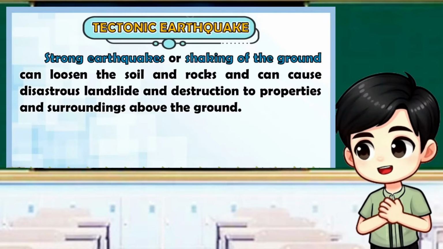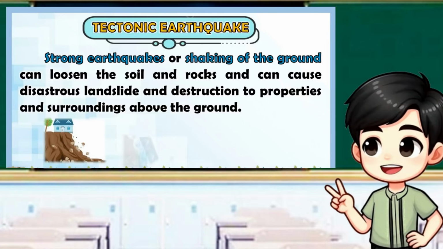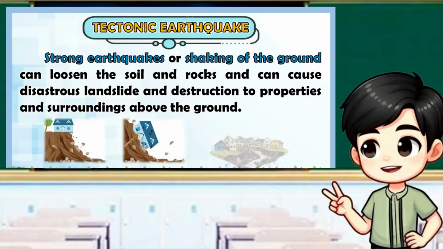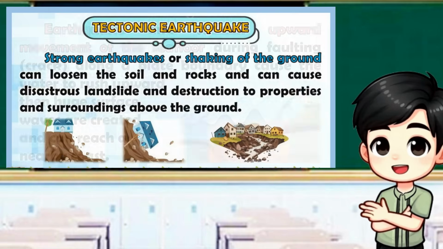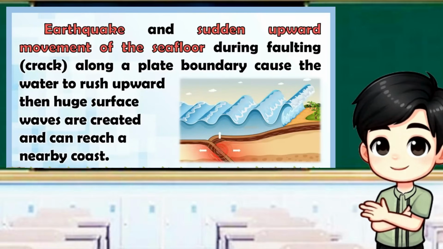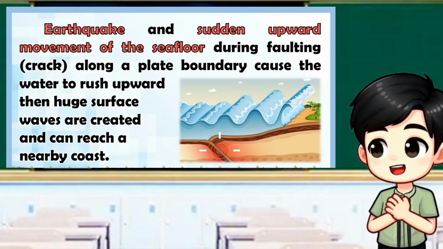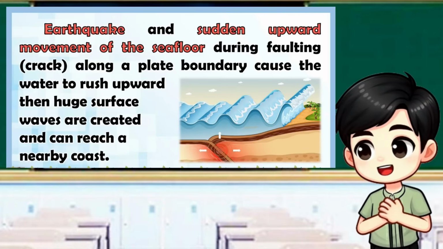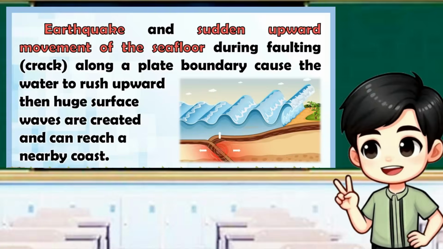Strong earthquakes or shaking of the ground can loosen the soil and rocks and can cause disastrous landslides and destruction to properties and surroundings above the ground. Earthquakes and sudden upward movement of the seafloor during faulting, or cracks along a plate boundary, cause the water to rush upward. Then huge surface waves are created and can reach a nearby coast.